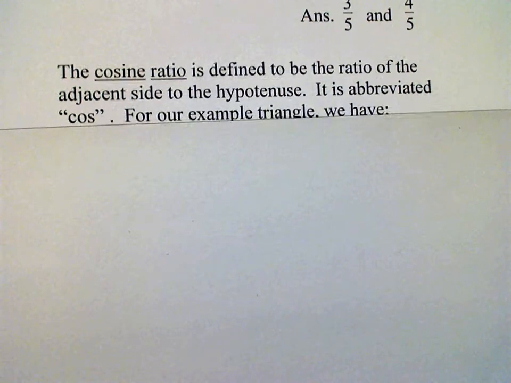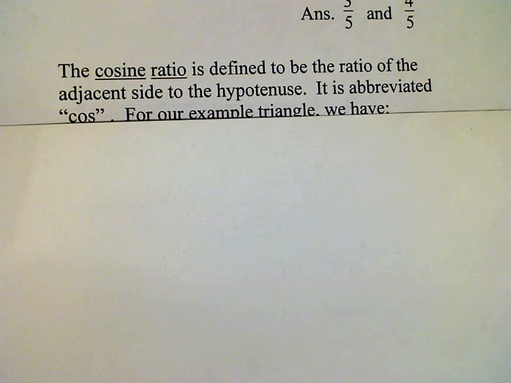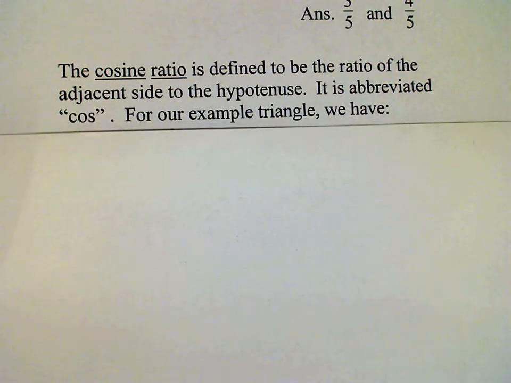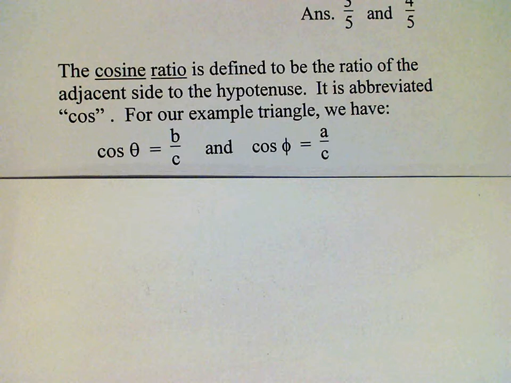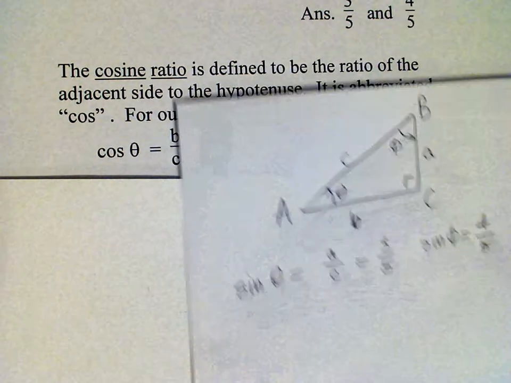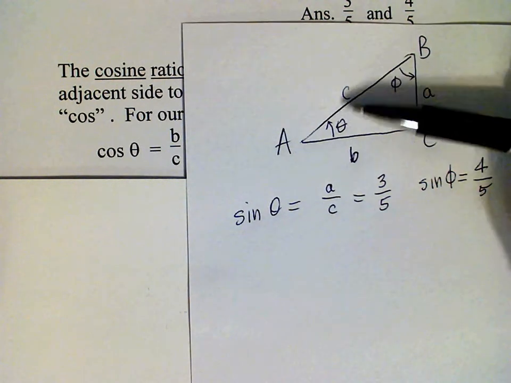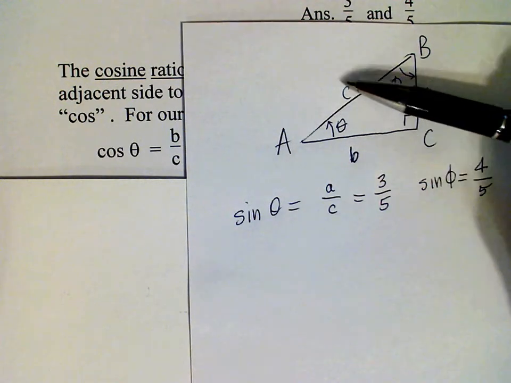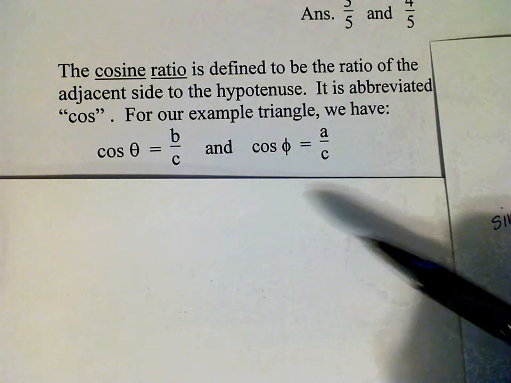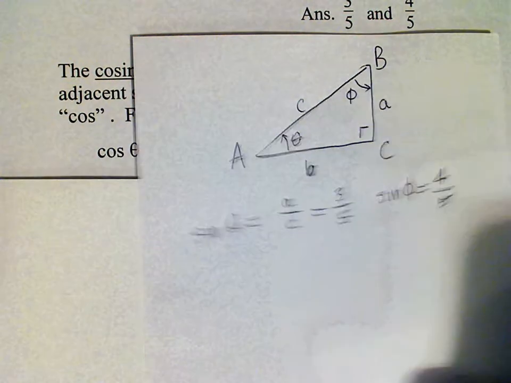All right, next ratio is the cosine ratio. And this ratio is defined to be the ratio of the adjacent side to the hypotenuse. And cosine is abbreviated cos. In our example triangle, we have cosine theta equals b over c. Okay, so remember, cosine is the adjacent divided by the hypotenuse. So the side adjacent to angle theta is b, and then divided by the hypotenuse. So b over c, and cosine of phi, adjacent side, so a over c.